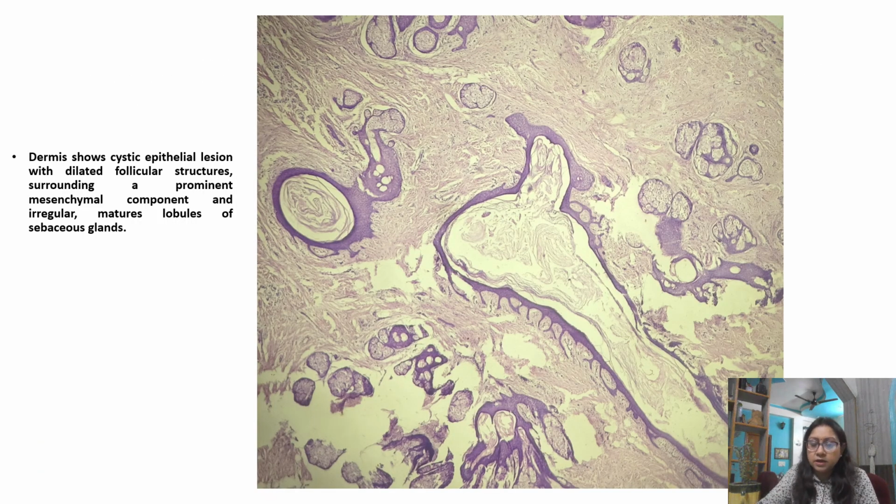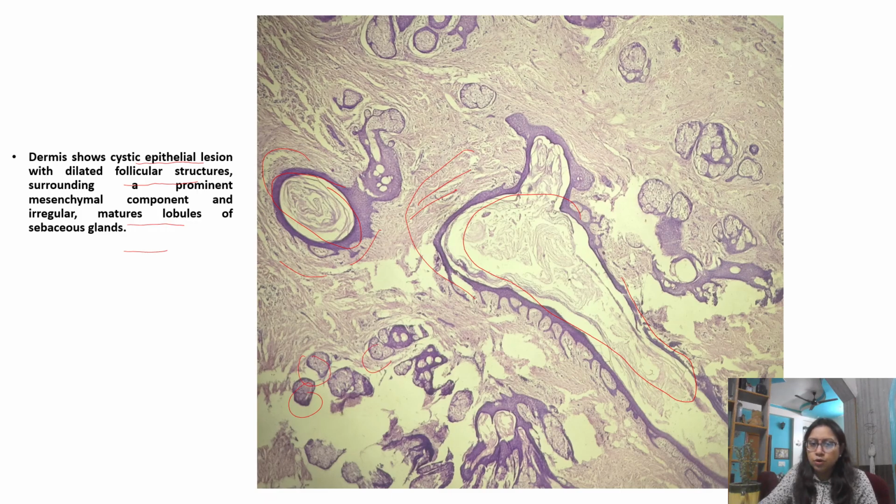Here, another feature that was typical for this case was a cystic epithelial lesion with dilated follicular structures. You are seeing these are all follicles, hair follicles which have become dilated. They are so dilated, and surrounding them is a prominent mesenchymal component. In between all these folliculosebaceous units you see dense collagenized mesenchymal elements, and along with that, irregular mature lobules of sebaceous glands. Many sebaceous glands are there in this picture.